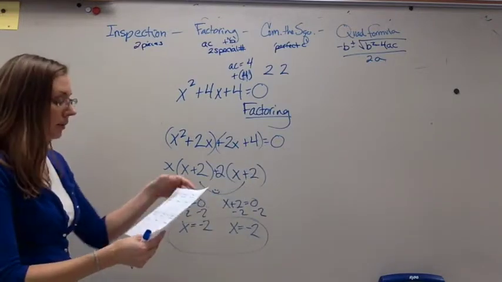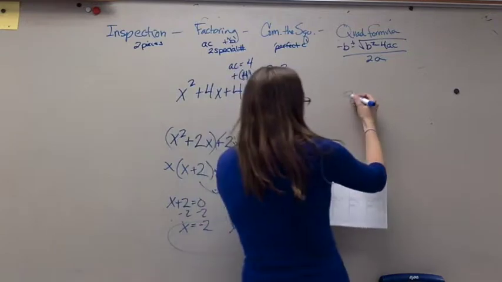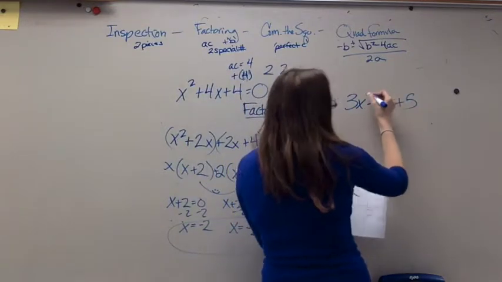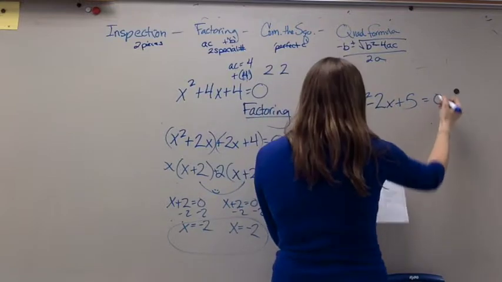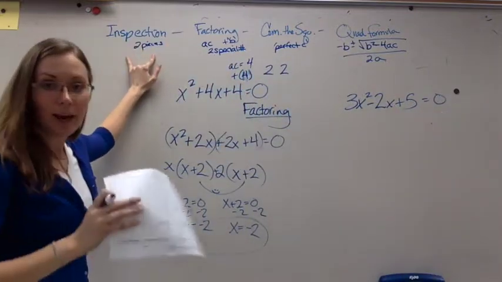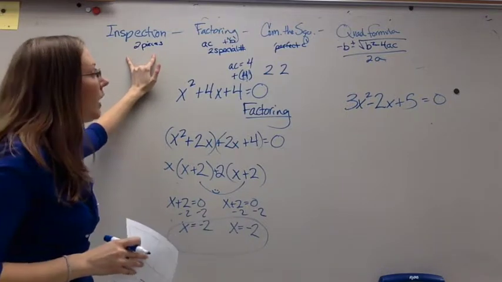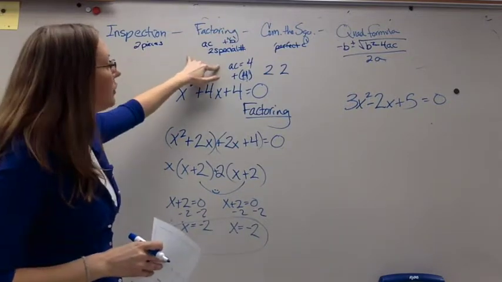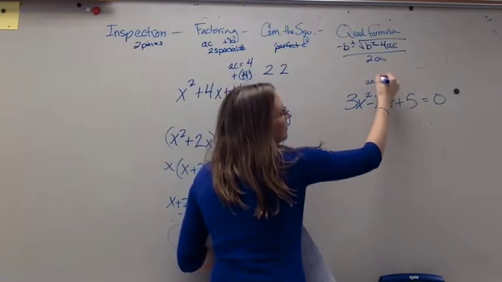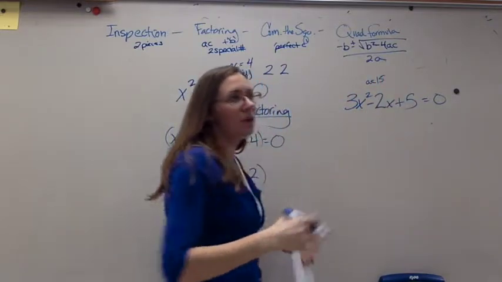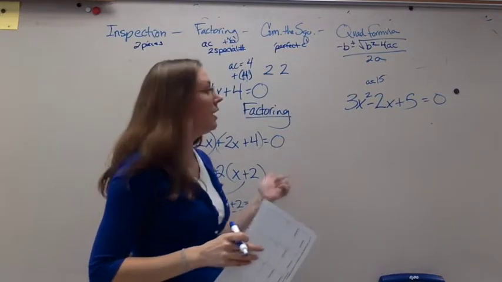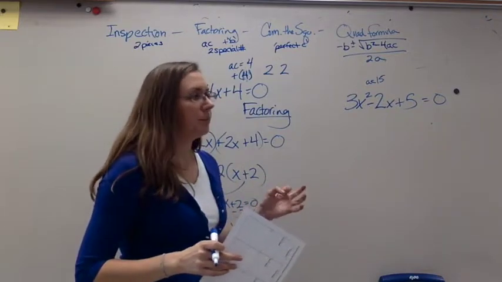Let's look at the second problem, okay? We have 3x squared minus 2x plus 5 equals 0. Now, looking at this, again, it's not 2 pieces, so I cannot use inspection. As far as factoring, I can check it in my head. I do a times c, so 3 times 5 is 15. 2 numbers that multiply to positive 15 and add to negative 2.